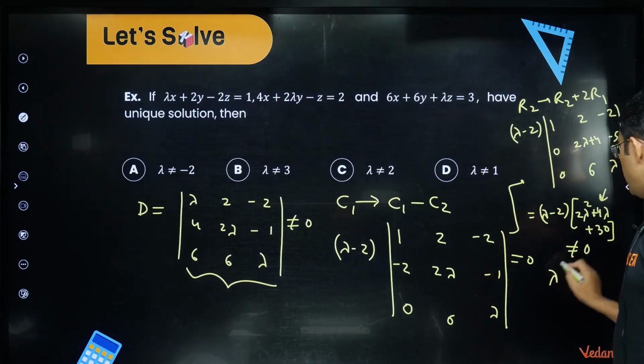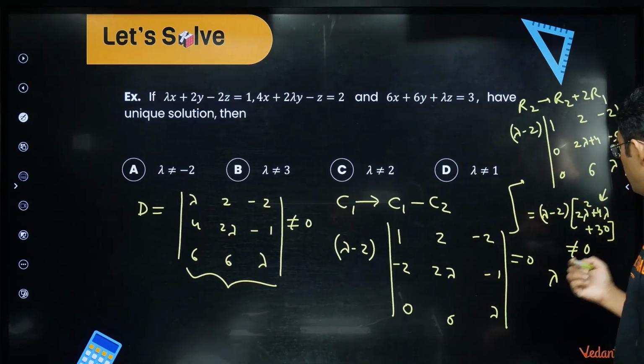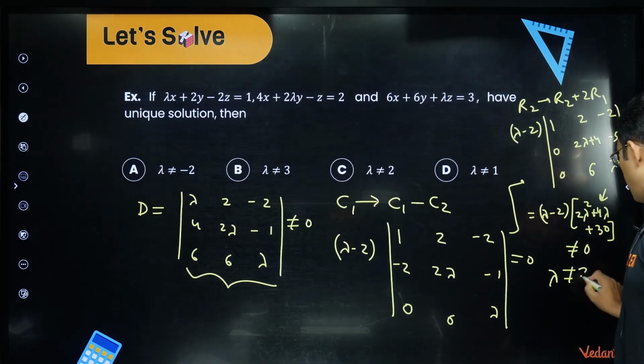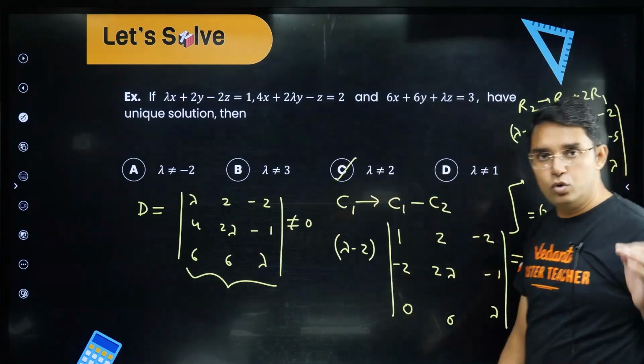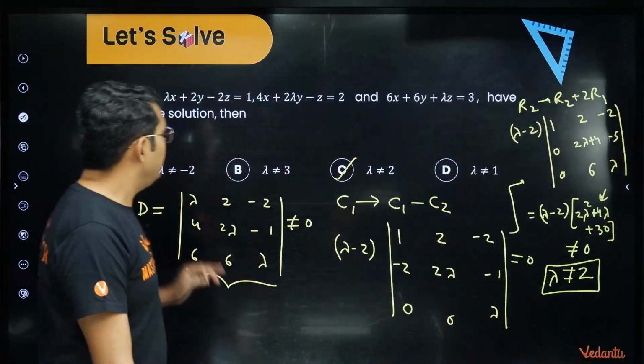So the only value which can make this expression equal to 0 is 2, which we do not want. So the only option for this will be lambda not equal to 2. So that is the method for this question.